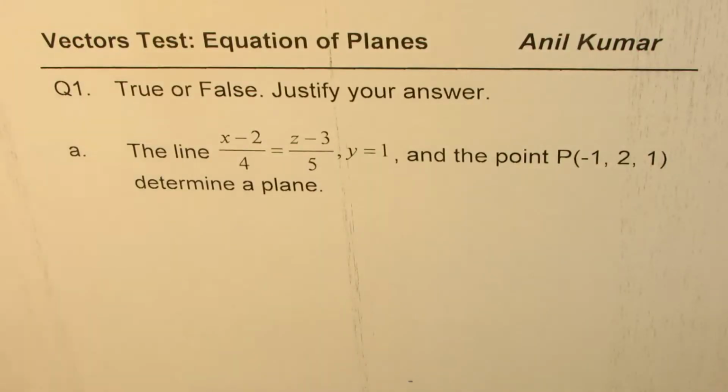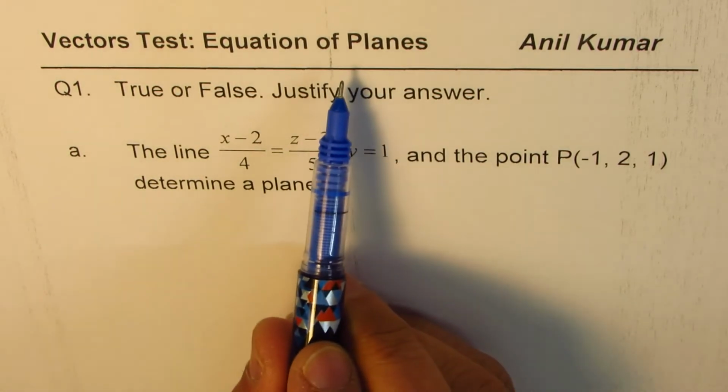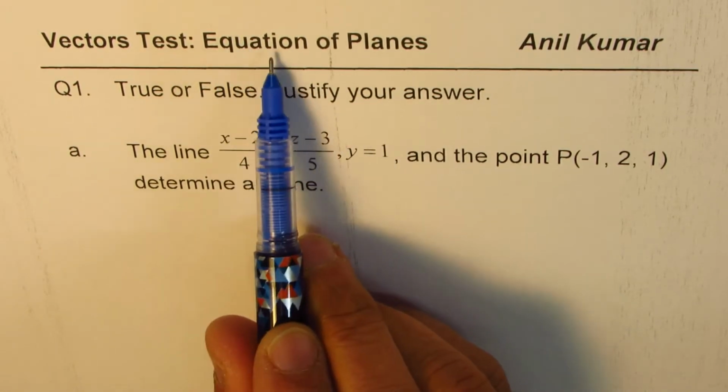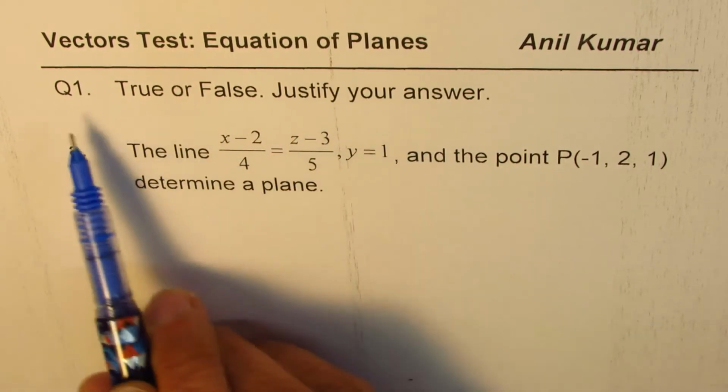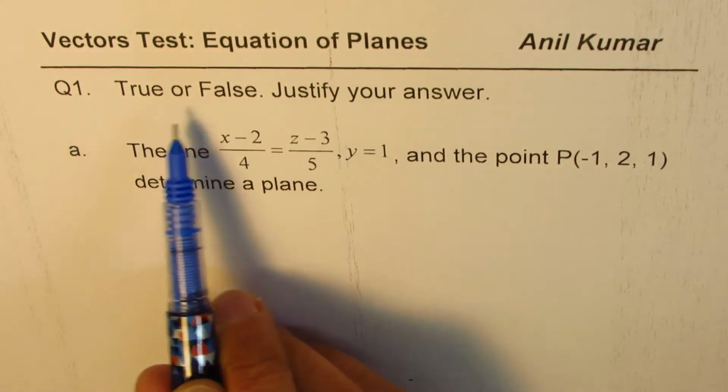Now I've picked up another question from this test paper based on equations of planes. So I divided this test paper into two parts, one equation of lines, the other one equation of planes, and renumbered the questions. Question number 1 now becomes true or false.